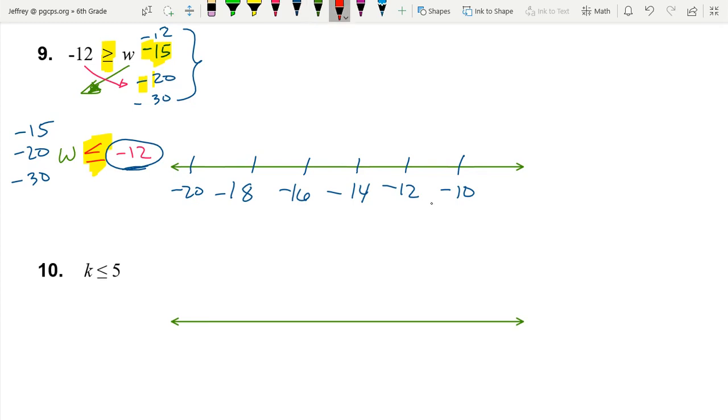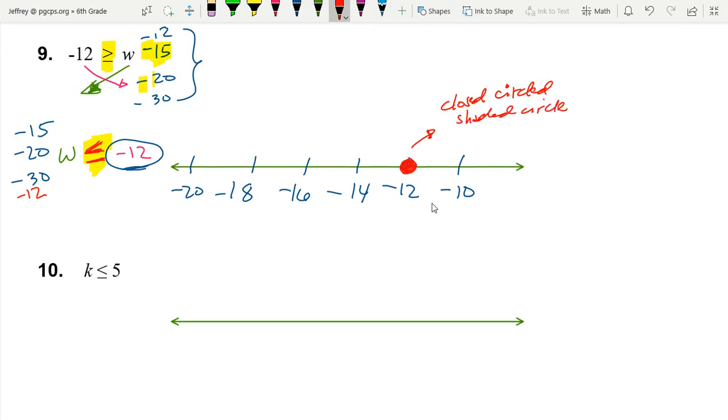So let's graph this. It says w is less than or equal to -12. Is -12 part of your solution? We say yes, because -12 could be equal to -12 as well. Remember, our inequality symbol means less than or equal to. So -12 is also part of our solution. So we're going to use a closed circle. So this is a closed circle, or it's easier when you describe it as a shaded circle.